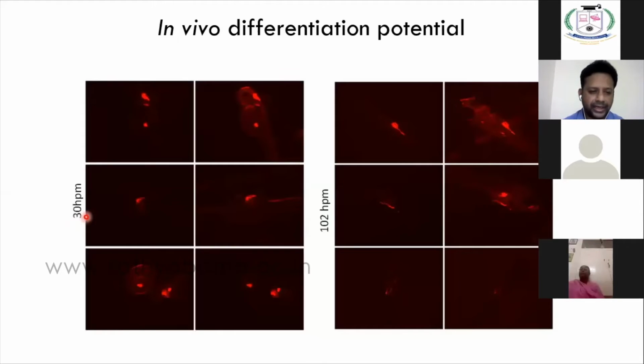So this is the 30-hour post micro injection. You can see different regions where you can see the expression of these cells. This is 1 to 120 hours post micro injection. So all these cells have the capacity also in vivo.